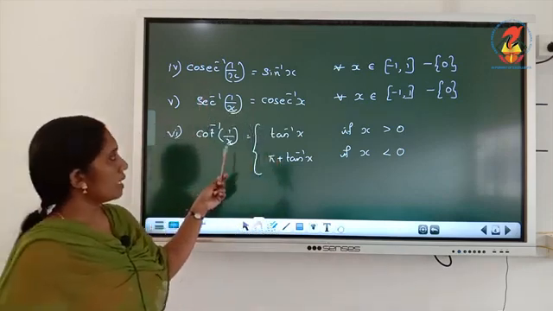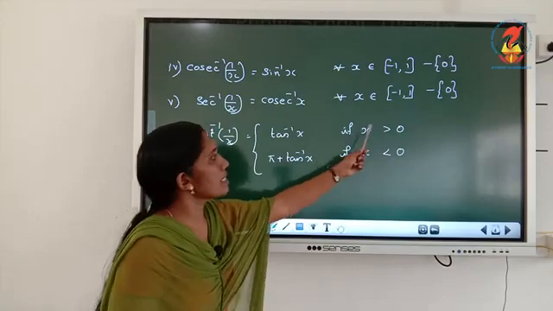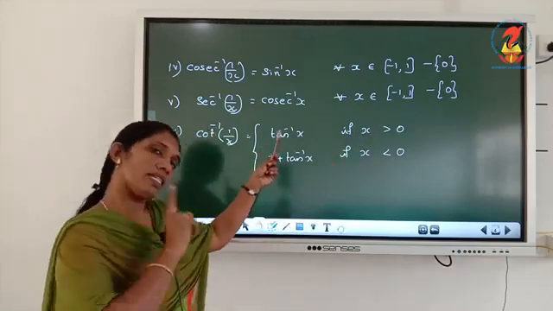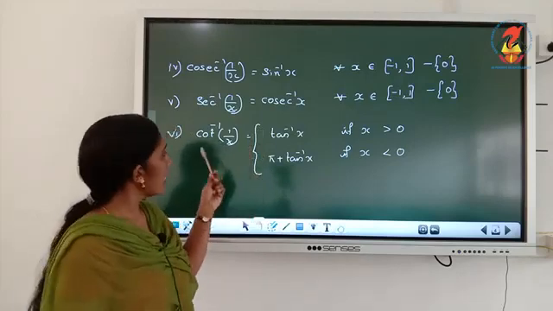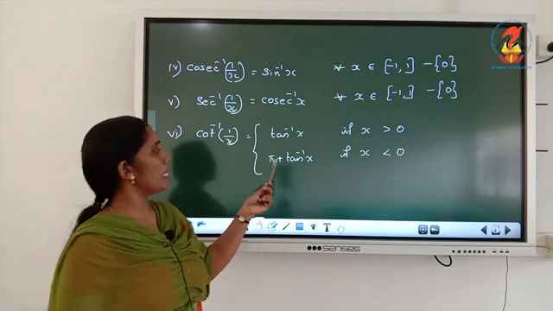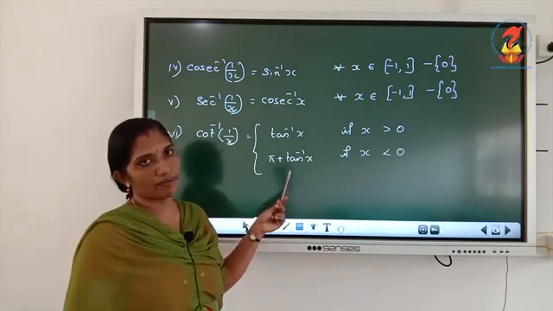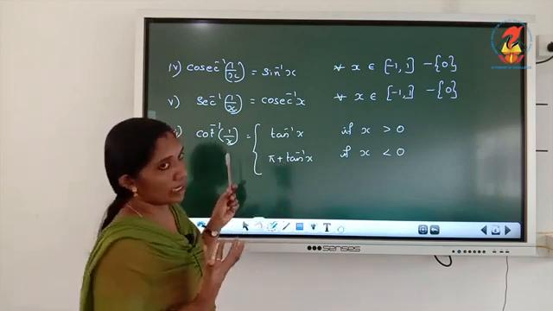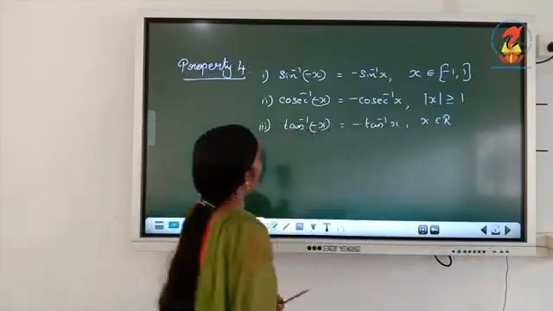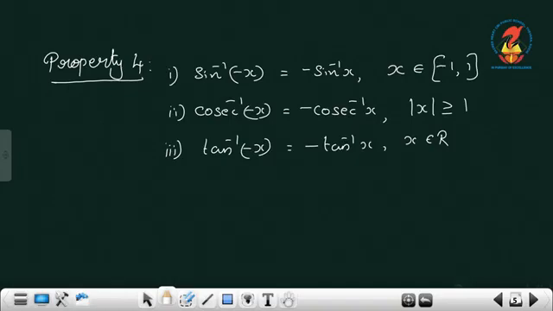Cot inverse 1 by x is tan inverse x if x is greater than 0. If x is greater than 0, tan inverse 1 by x is also same as cot inverse x. But if x is less than 0, the result is different. It is pi plus tan inverse x. So those who can, learn this by heart. Okay. Now the next property, this is given in the textbook, property number 4.